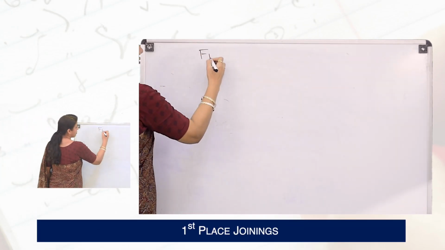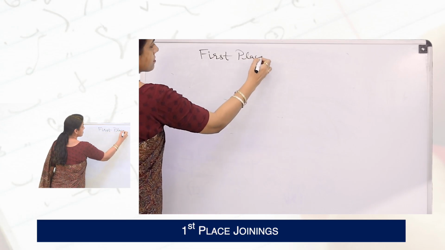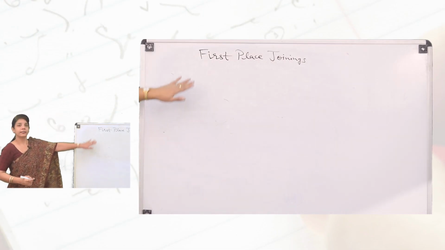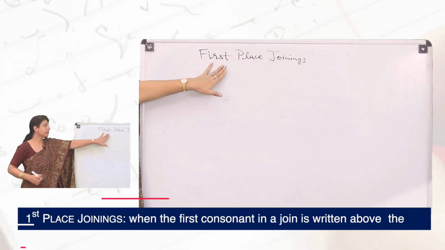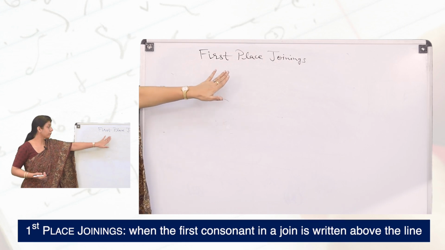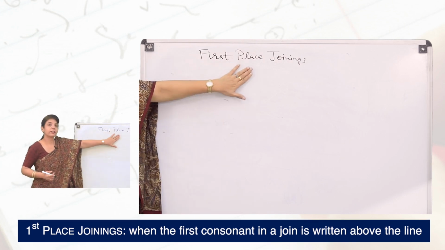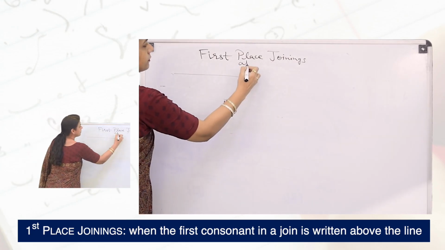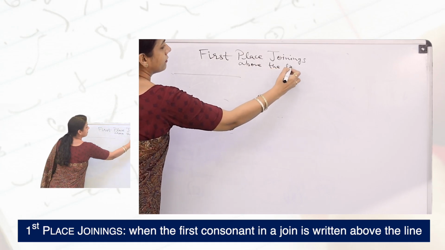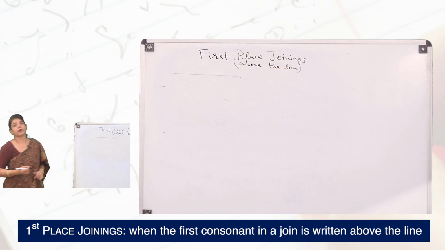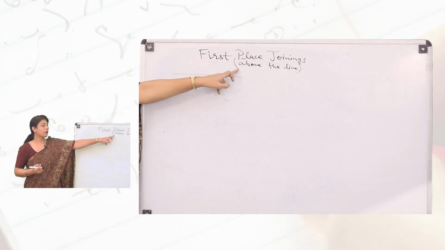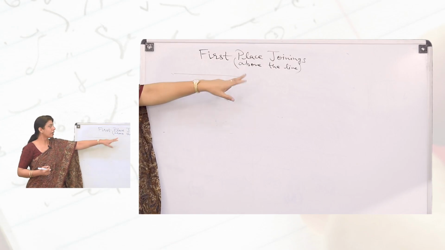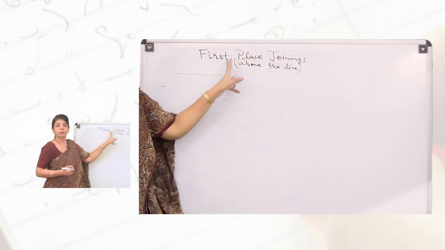Now first of all, you must understand the difference between second place and first place joinings. As I just said, in second place joinings, we have to maintain the first consonant always on the line. But in first place joinings, we are going to maintain the first consonant only above the line. This is the difference between second place and first place. The first consonant always ends above the line. It will never touch the line if we are joining it in the first place.